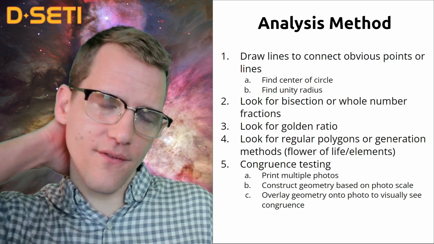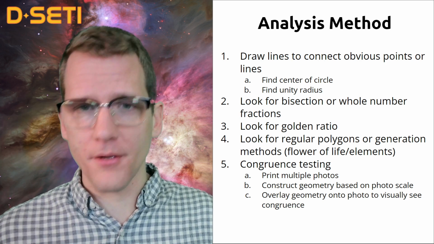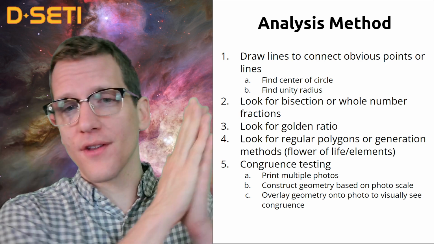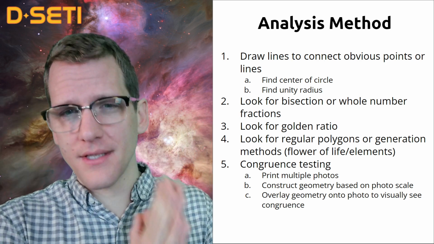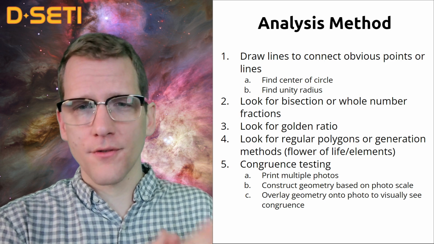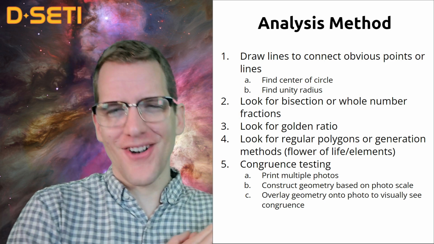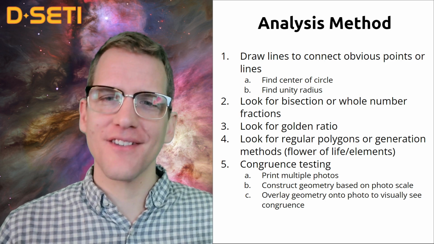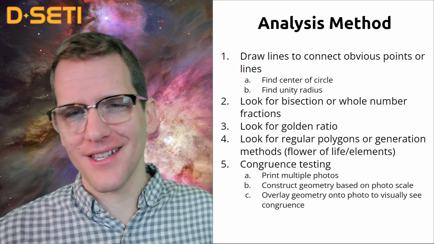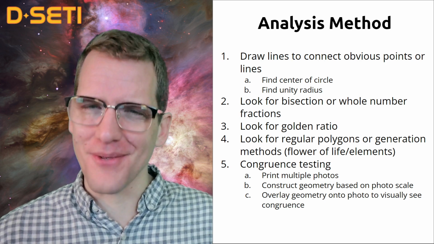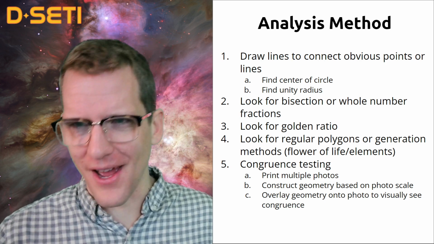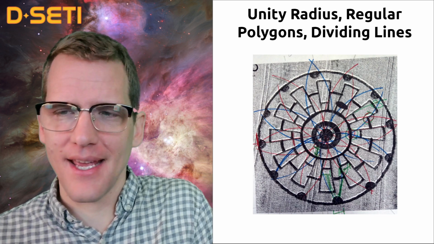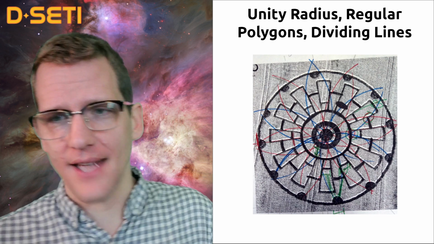And then finally I do congruence testing, meaning I print out multiple photos, construct the geometry based on that photo scale, and overlay the geometry onto the photo to visually see congruence. Multiple photos are used because the angles involved with natural photography of these things don't add up exactly. So we have to create a geometric figure that is approximated by these different 2D representations of the crop circle through photographs.